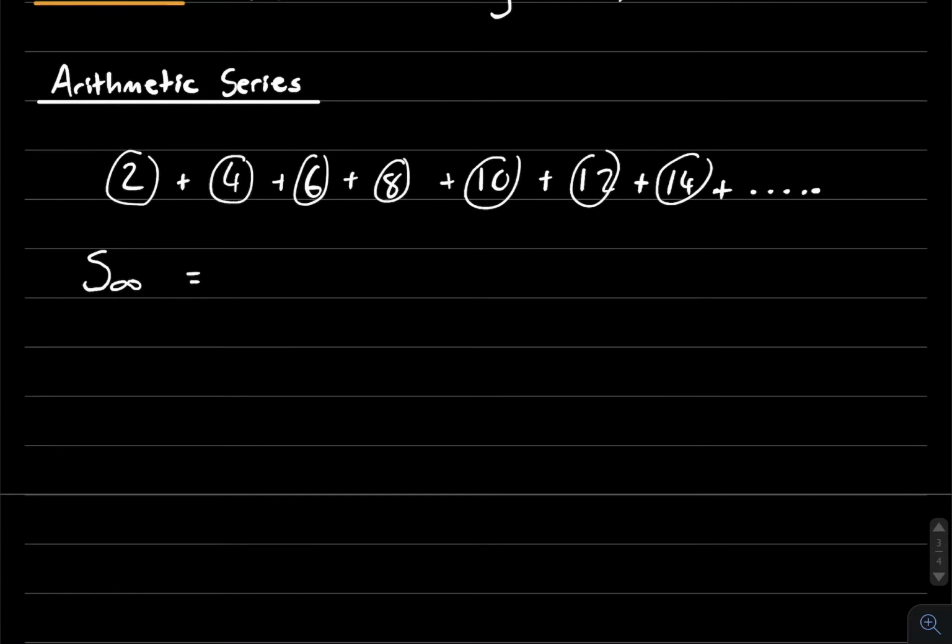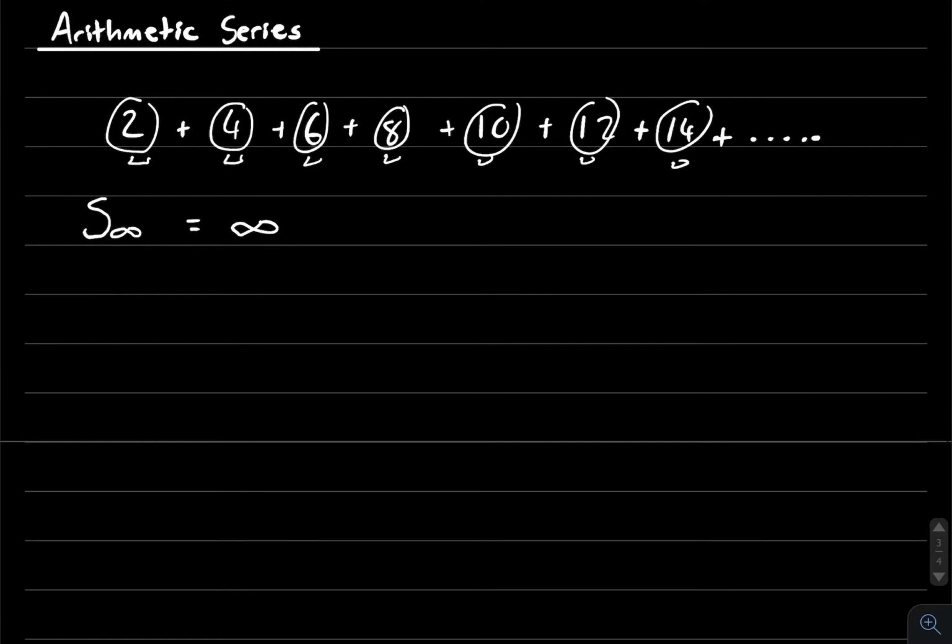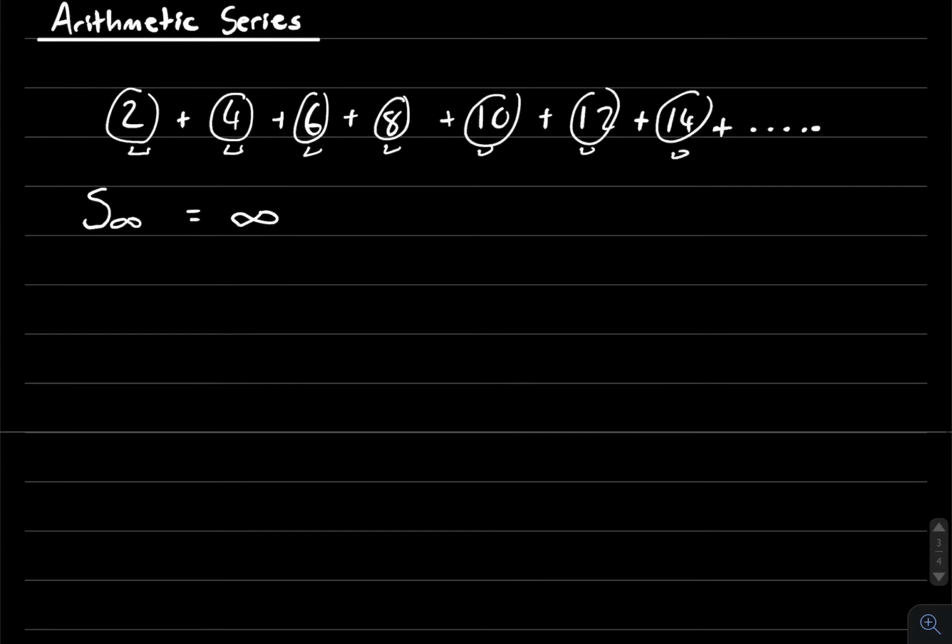So let's actually try and dissect that statement. So we see that first we have a 2, then a 4, then a 6, and 8, and 10, 12, 14. These numbers are getting bigger and bigger. So as we add them up, their sum should be getting bigger and bigger too. So we can expect that as n gets huge, the sum will also be huge. So our sum to infinity will be equal to infinity. Okay? Let's actually try and prove this in some way.